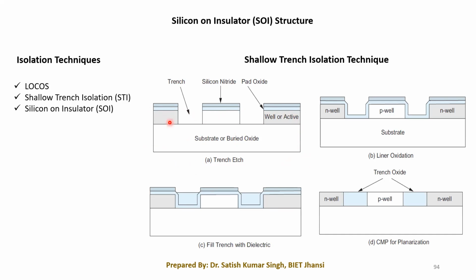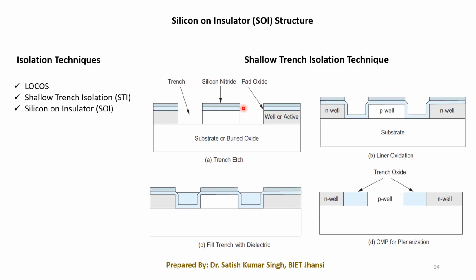After growing these wells, we put a pad oxide over here, and over this we put a silicon nitride. This will be used as a mask. After having this one, it will be completely covered, you can imagine it. Initially it must be covered like this.